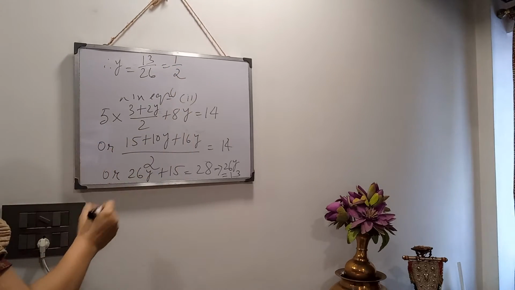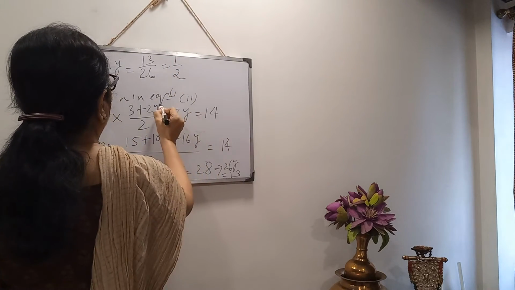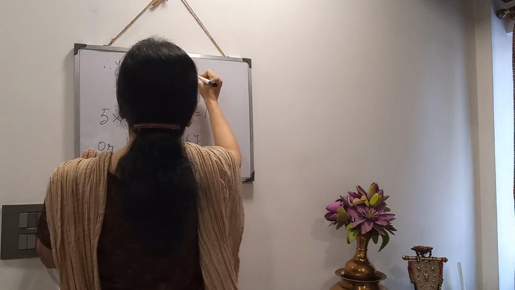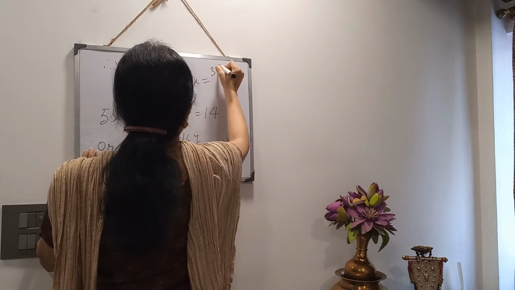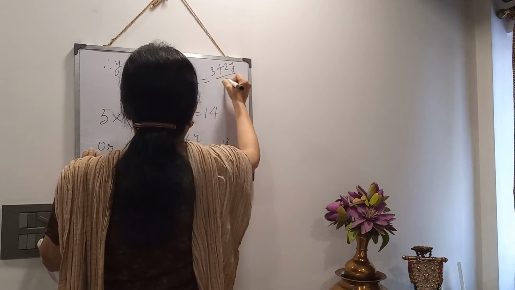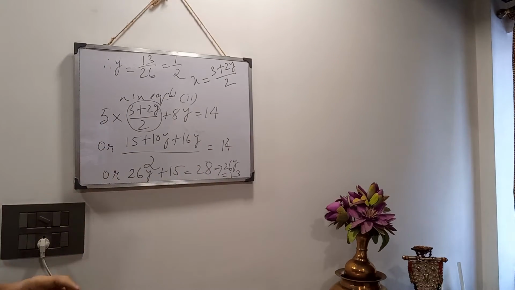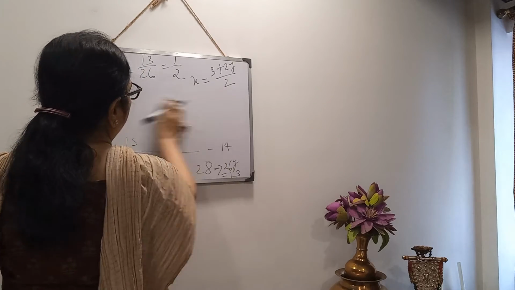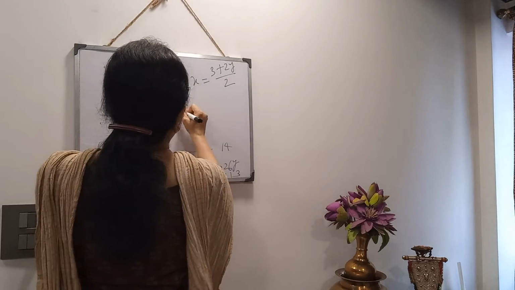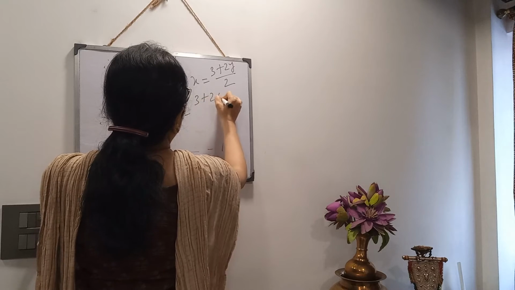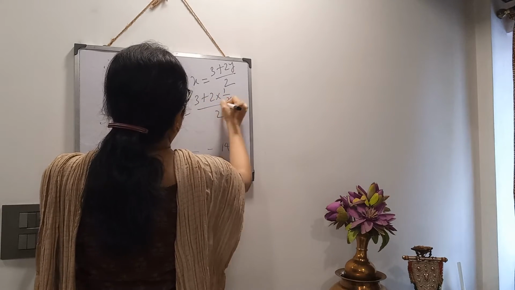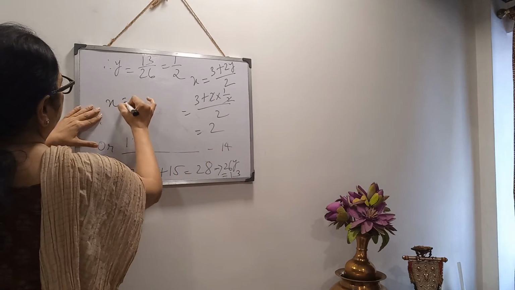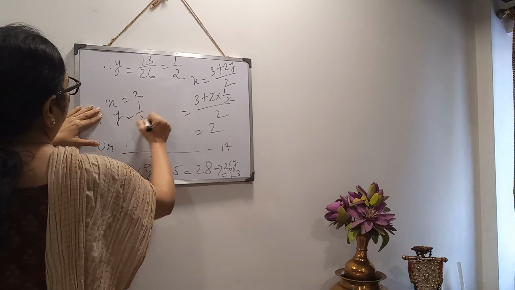Now you will put this value of y in equation number 3, that is x equals (3 plus 2y) by 2. Now we have got y as half, so put this value of y here. So 3 plus 2 into half, by 2. 3 plus 1 is 4, 4 by 2 means 2. So my x is 2, y is half.